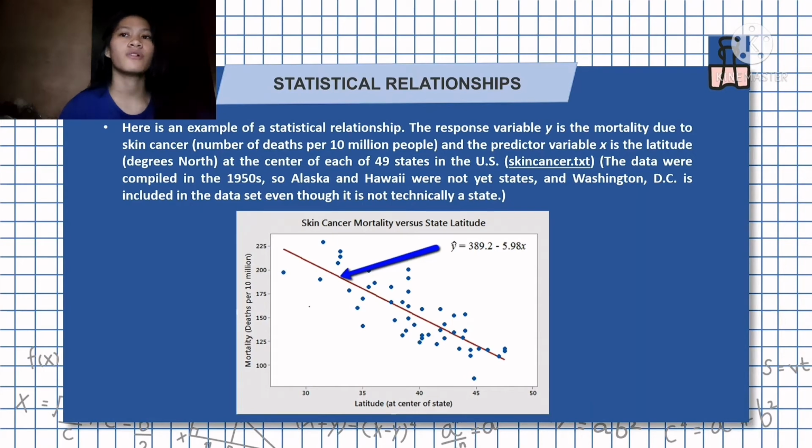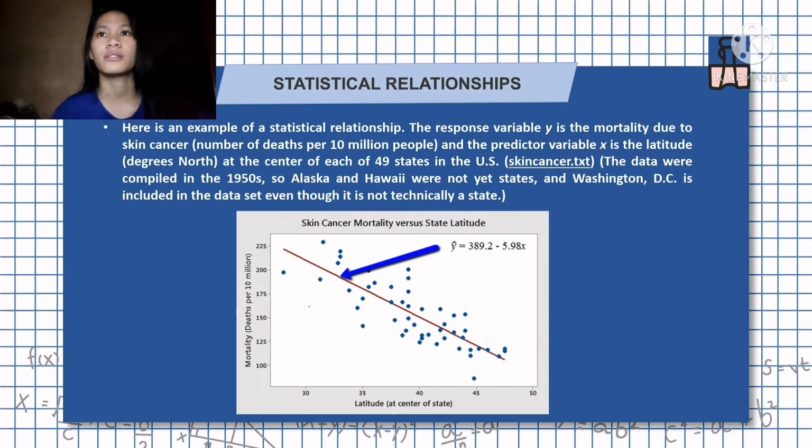Here is an example of a statistical relationship. The response variable y is mortality due to skin cancer, number of deaths per 10 million people, and the predictor variable x is the latitude, degrees north, at the center of each of 39 states in the US. The data were compiled in the 1950s, so Alaska and Hawaii were not yet states, and Washington DC is included in the data set even though it is technically not a state.